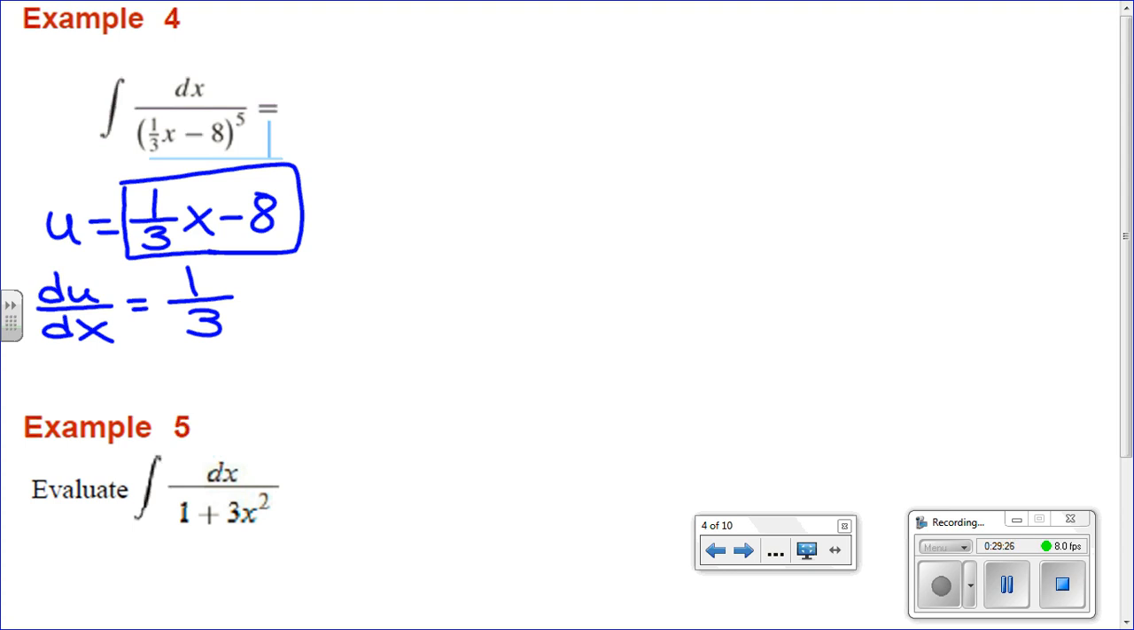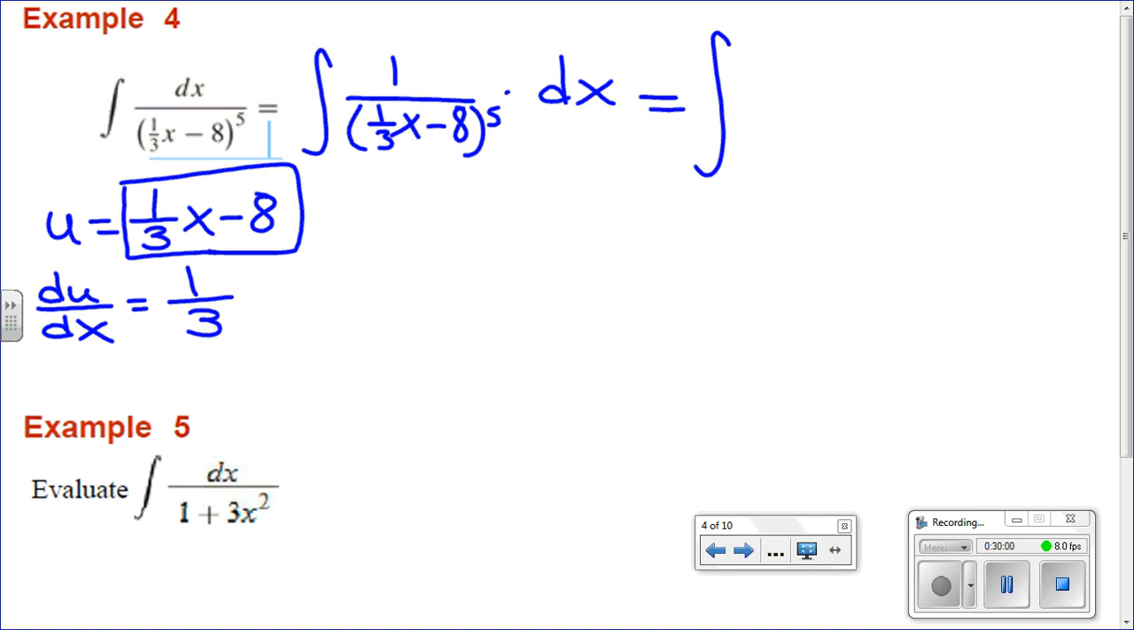Okay. Now, we look at the problem, and it looks really weird, right? So let's rewrite it. This is going to be the integral of 1/3 x minus 8 to the power of 5, and then dx is here. Do you guys see how the dx was on the numerator? But it's equivalent to what I just wrote on the right side of the equal sign. Now from there, we're going to substitute and say 1 over, instead of this part right here, we're going to call it u. U to the power 5. Isn't it easier to integrate 1 over u to the power 5? You'll see how easy it is in a minute.